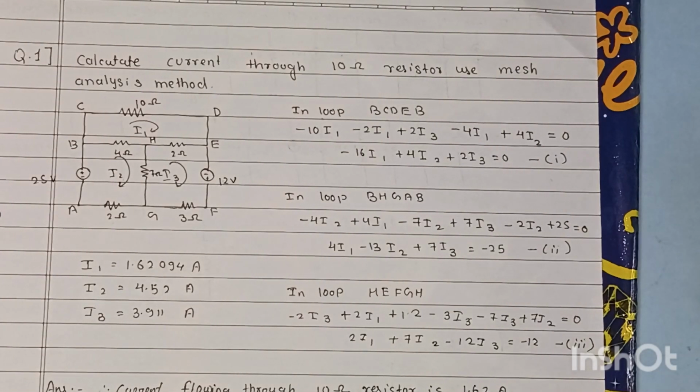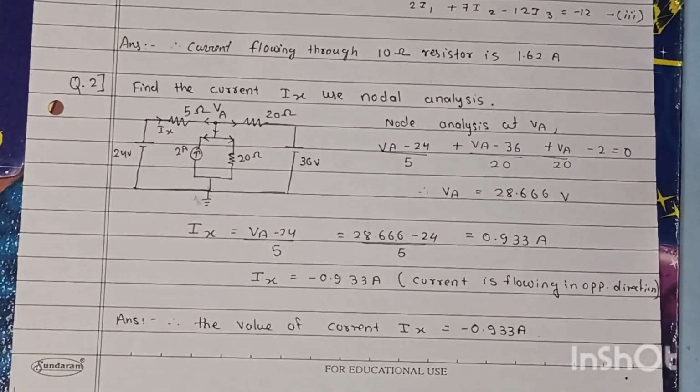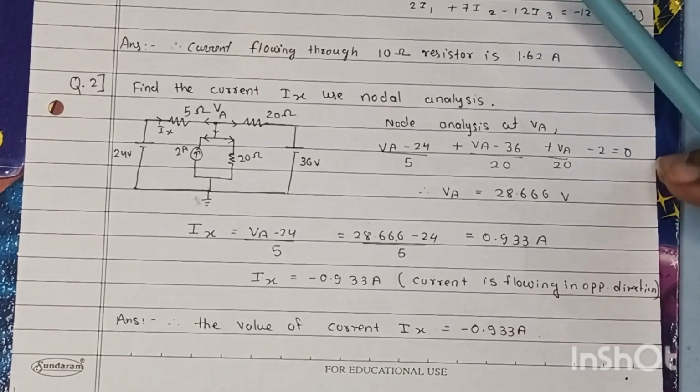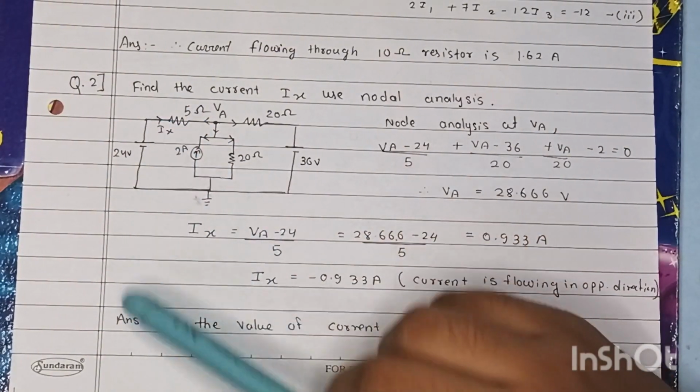Now let's move on to the second question. Okay, so this is the second question: find the current Ix using nodal analysis. So you have to find the current Ix. Where is the current Ix? We find this by using nodal analysis.